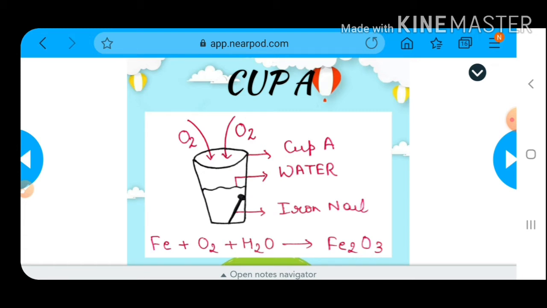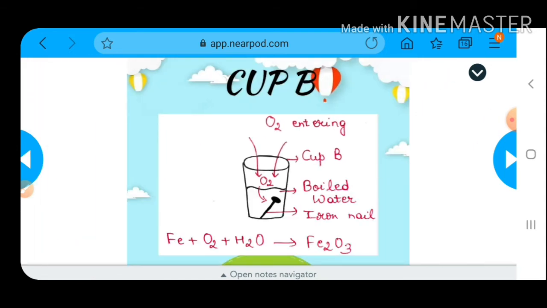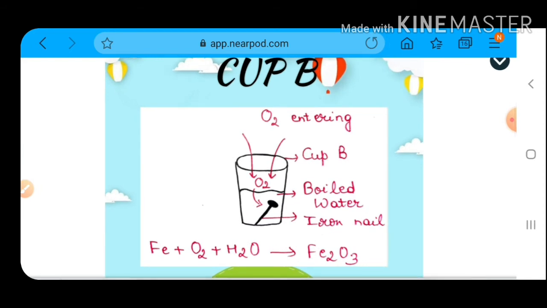Yes, so since both oxygen and water were present in cup A, rusting took place. Alright, now let's proceed to cup B. In cup B, children, I took boiled tap water. Now, what happened during boiling? We know that during boiling, dissolved oxygen is removed.